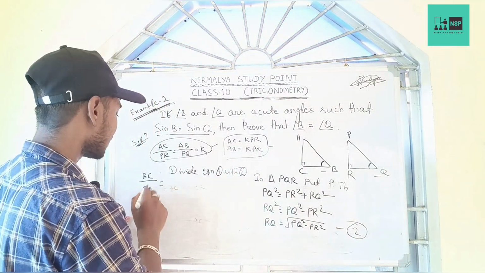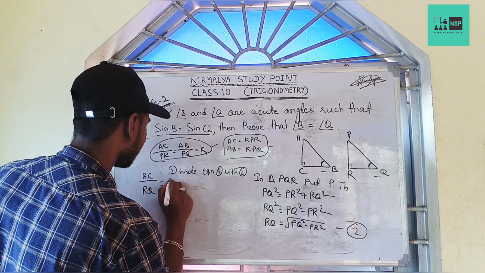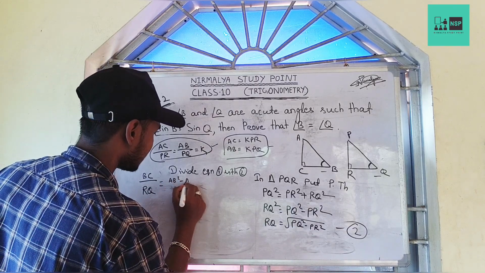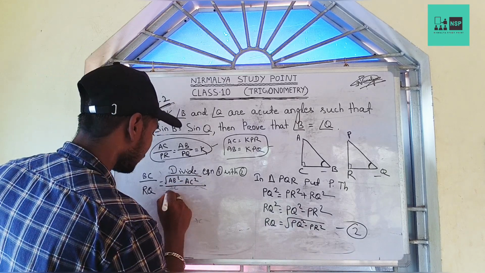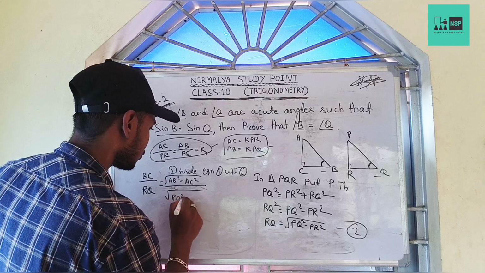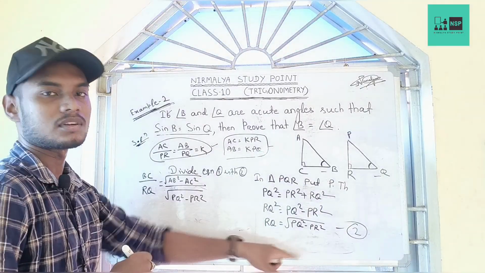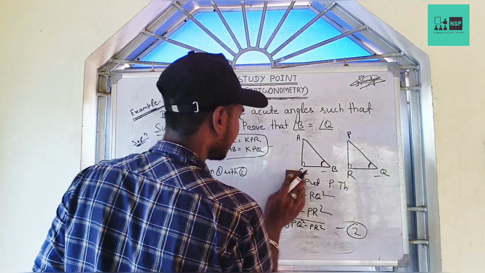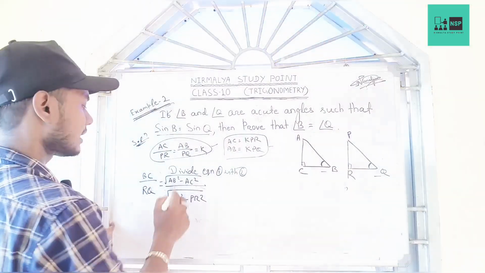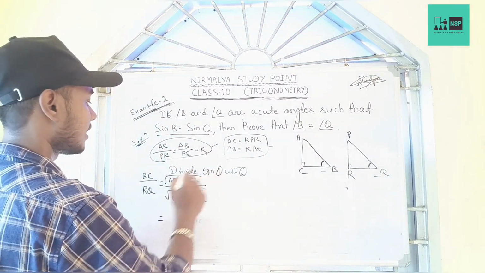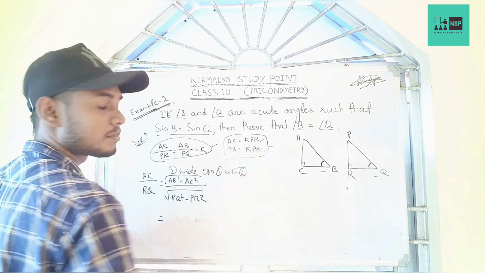So BC by RQ. What is BC? We already know that BC is equal to root over of AB square minus AC square. Like that, what is RQ? The value of RQ is equal to root of PQ square minus PR square. We already found this. What will be next? If we solve it, what we will get? AB square minus AC square. We simply put the value of AB square and AC square in the place of this.